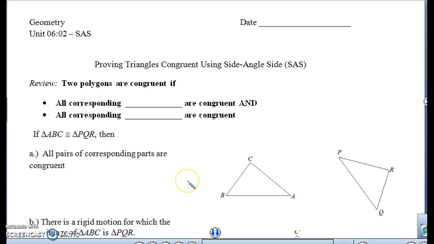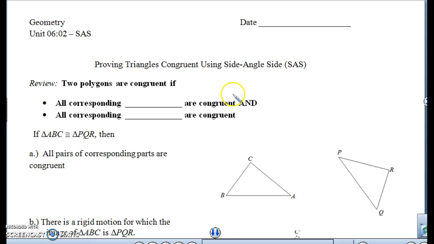This is Geometry Unit 6, Lesson 2 on proving triangles congruent using side angle side. In this unit we are going to be looking at the different ways to prove triangles congruent. But we need to know, what does congruent actually mean? We talked about this a little bit in the last unit. Two polygons are congruent if they're the same size and shape.